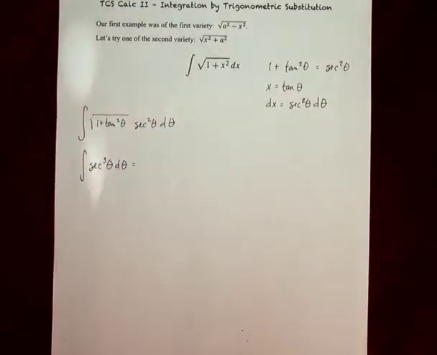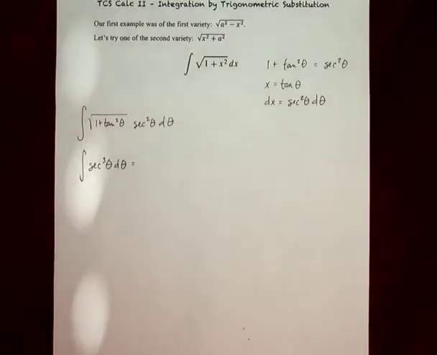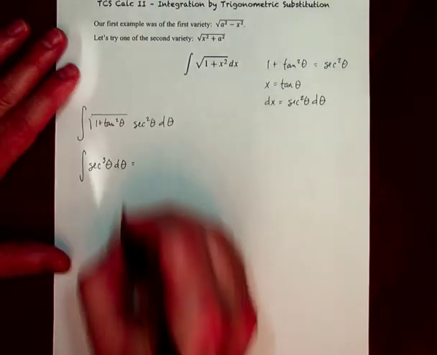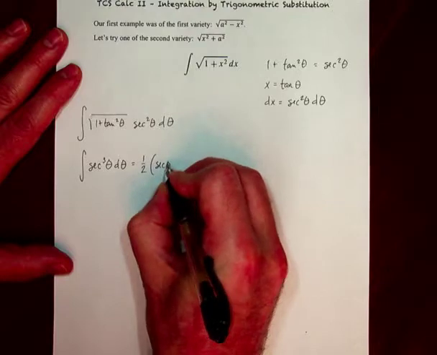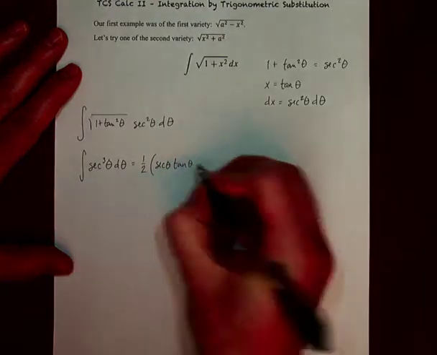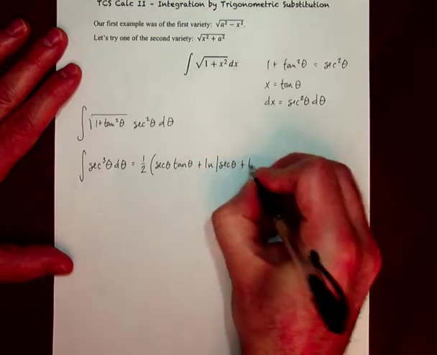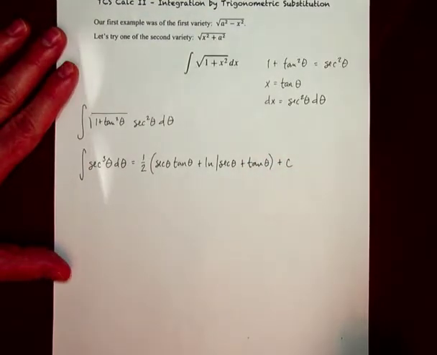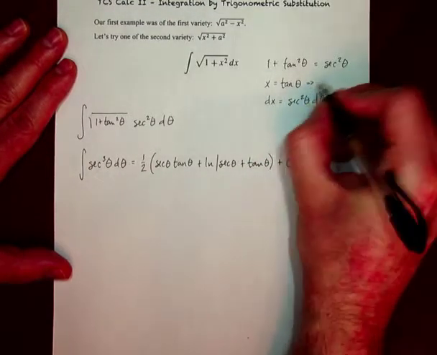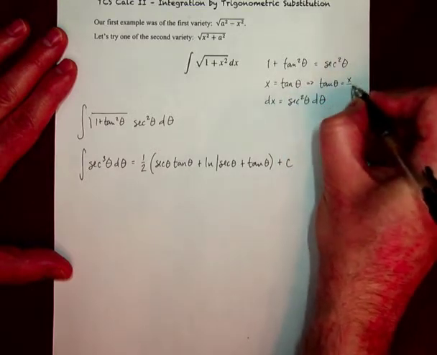Now, from the last section, this was one of those special ones that we worked out on the videos. I don't know if you remember, and I'm not going to go through reworking it. I'm just going to remind you that it worked out to 1/2 times secant tangent plus the natural log of secant theta plus tangent theta plus c. Well, remember that this up here reminds us that tangent theta is equal to the ratio of x over 1.